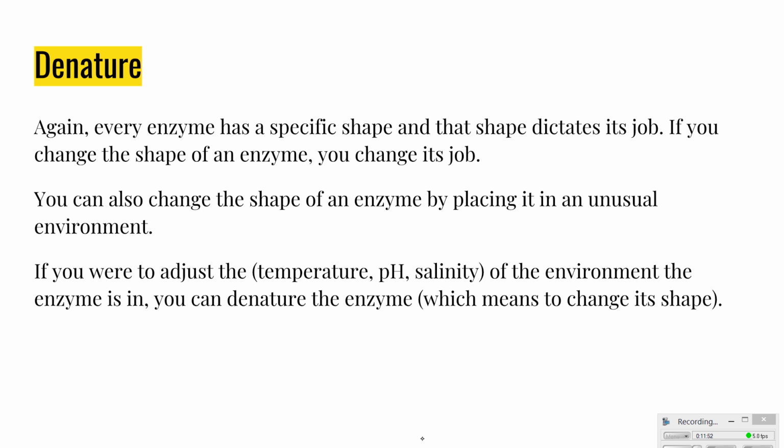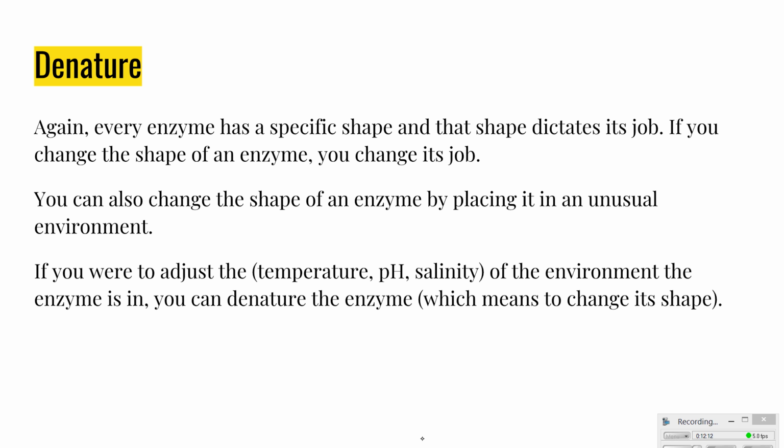Some things that can denature an enzyme: temperature, heating it up, changing the pH of the environment it's in, or making the enzyme more acidic, right? Changing the amount of salt or salinity of the solution the enzyme's in can change its shape.